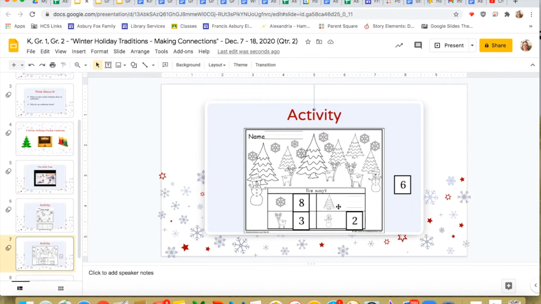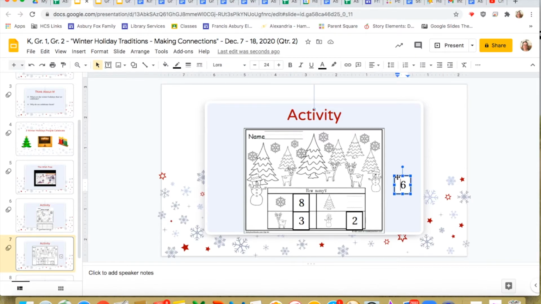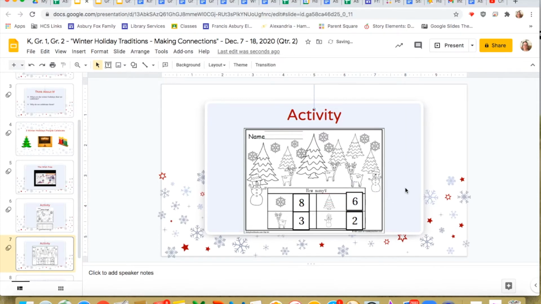Okay, now let's do the Christmas tree. We have 1, 2, 3, 4, 5, and 6. Good job. So what number are we going to put next to the Christmas tree? We're going to put the number 6. Okay, guys. Good job. Excellent.